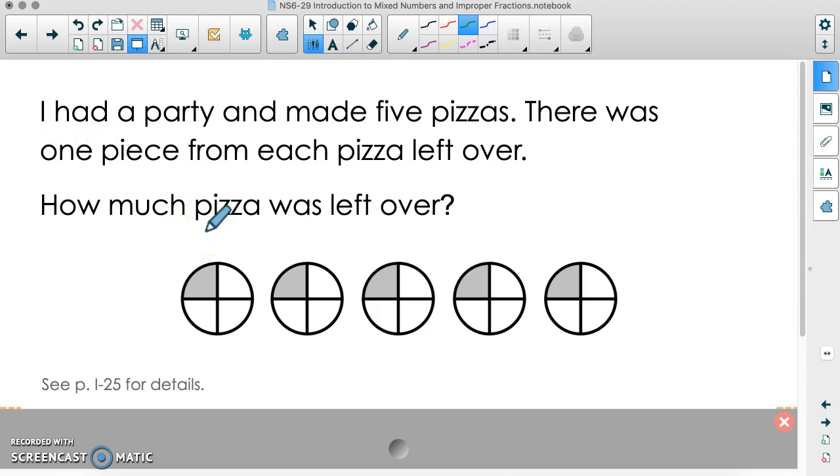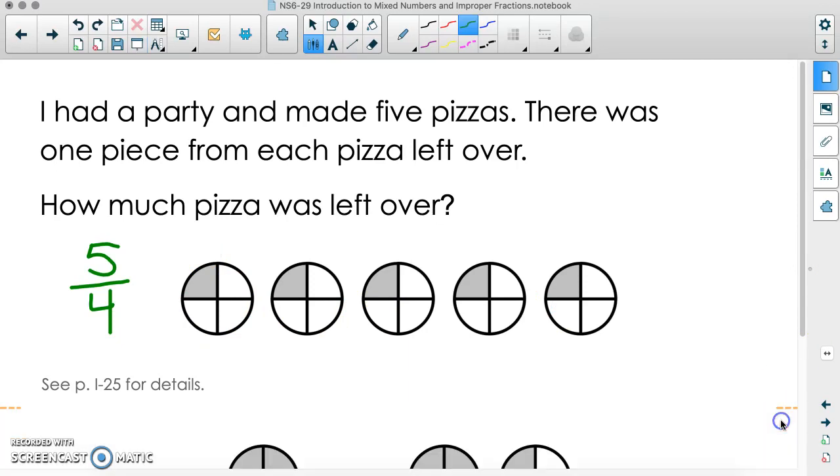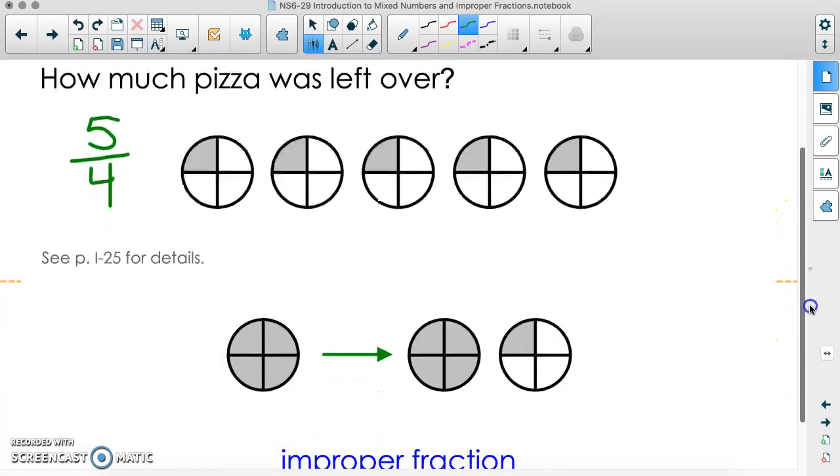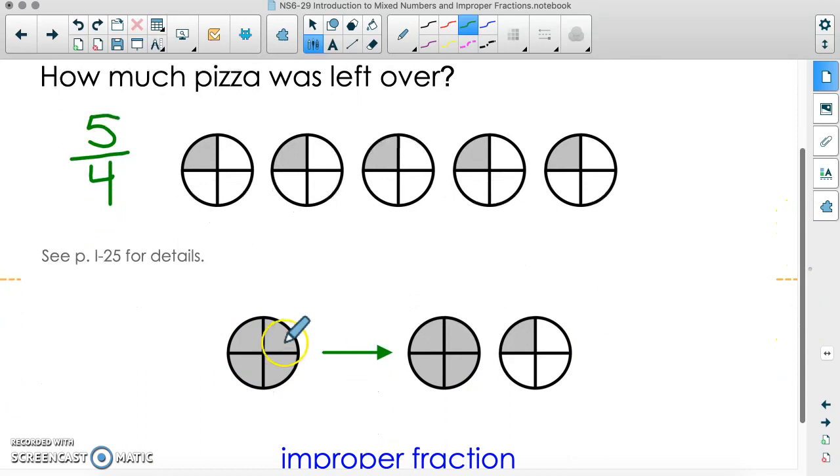How many fourths are left over? Well, we have 1, 2, 3, 4, 5 fourths left over. So we have 5 left over, and each pizza is divided into fourths. So we could write 5 fourths. Can you fit all of these pieces onto one plate? Well, if I take 5, I could have 1 plate of 4, but I'm always going to have 1 left over, so you can't fit it all onto 1 plate. So you actually need 2 plates to show 5 fourths, just like this picture is showing you.